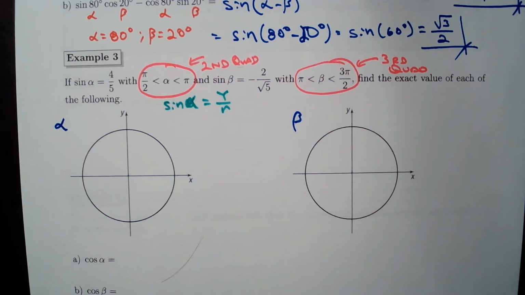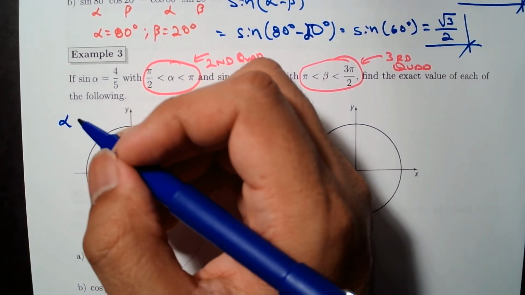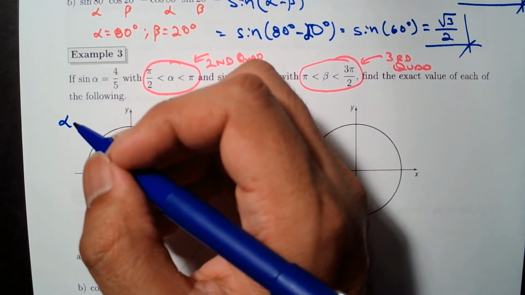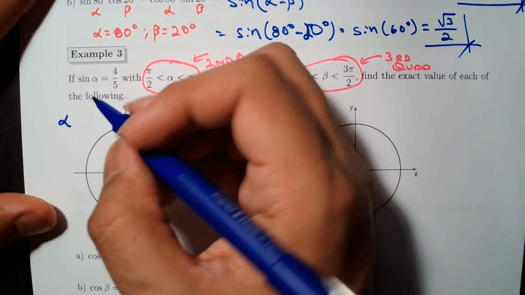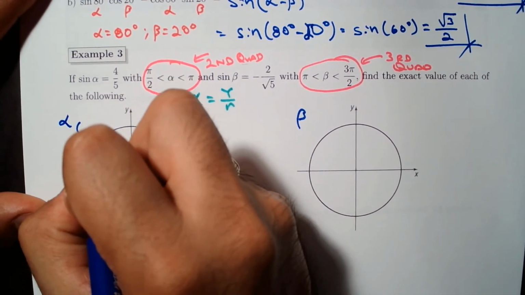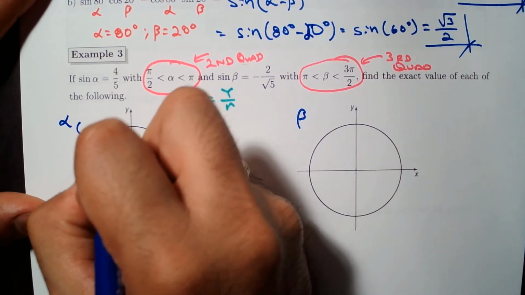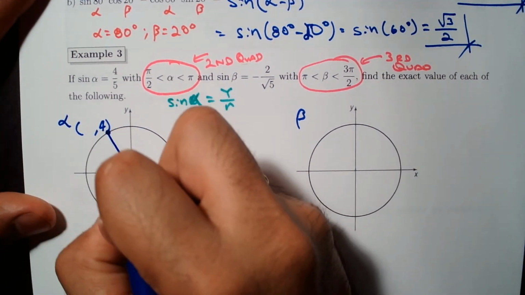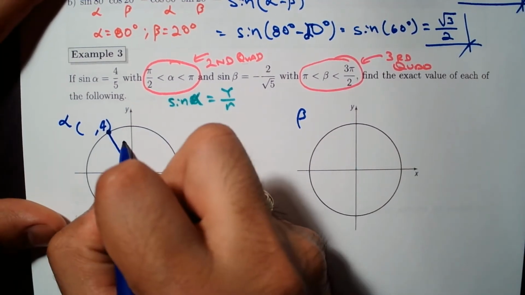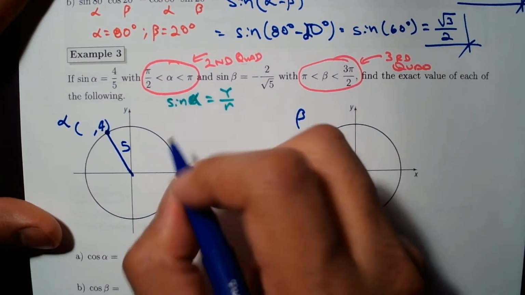Y equals 4. Okay, let me check my notes real quick. So we're looking for some point where x is to be found, comma 4. All right, and this has a radius of r, which is 5. So we're going to figure out what x is.